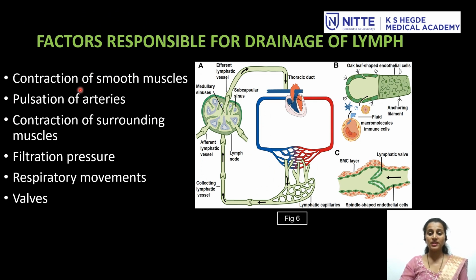Factors responsible for the drainage of the lymph through the lymphatic vessels and the lymphatic ducts are as follows. It is due to the contraction of the smooth muscles in the wall of the lymphatic vessels, the pulsations of the arteries around it, the massaging action from the contraction of the surrounding muscles, the filtration pressure in the tissue spaces generated by the filtration of the fluid from the blood capillaries, the respiratory movements, and valves within the lumen of the lymph vessels.